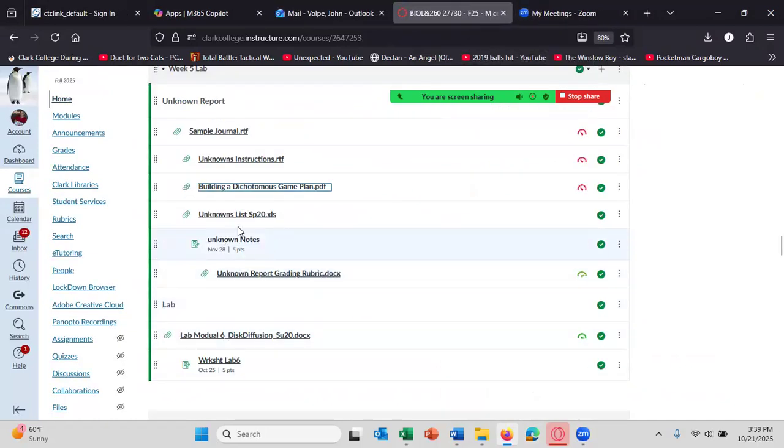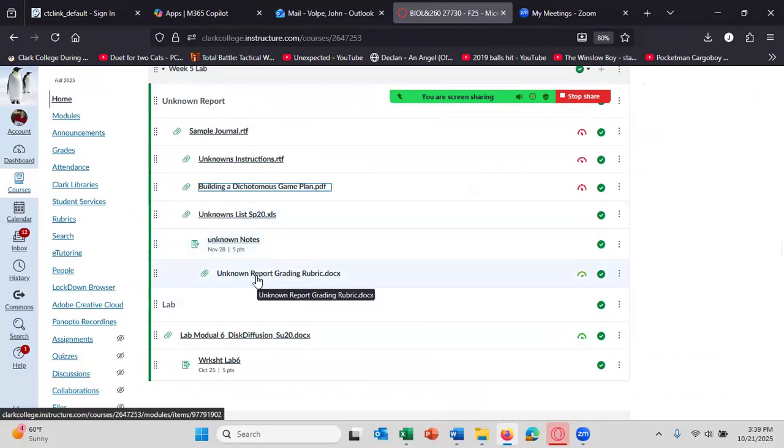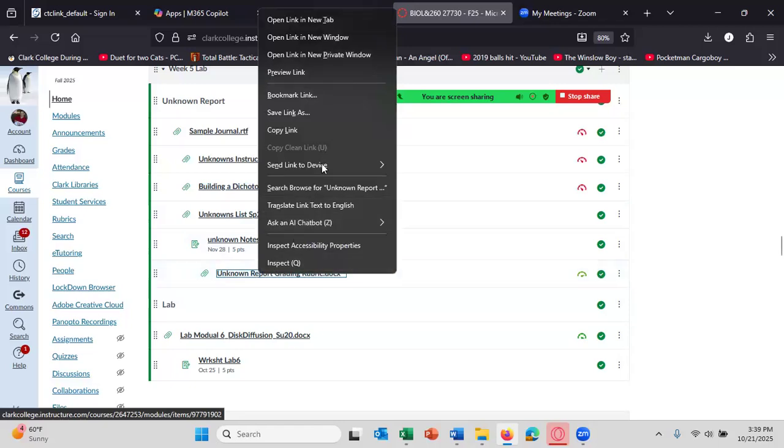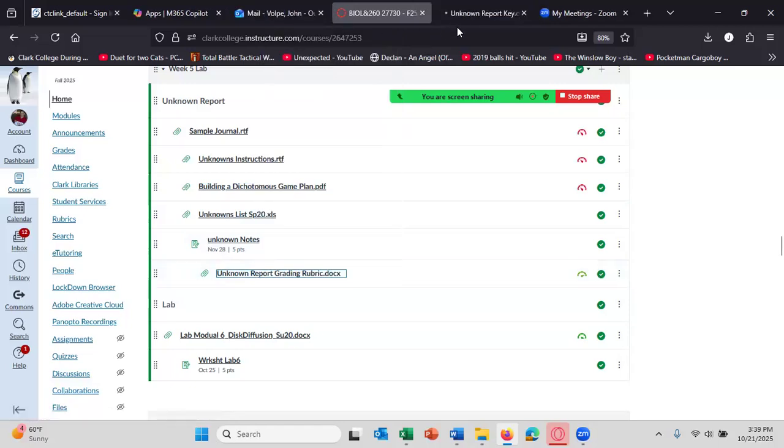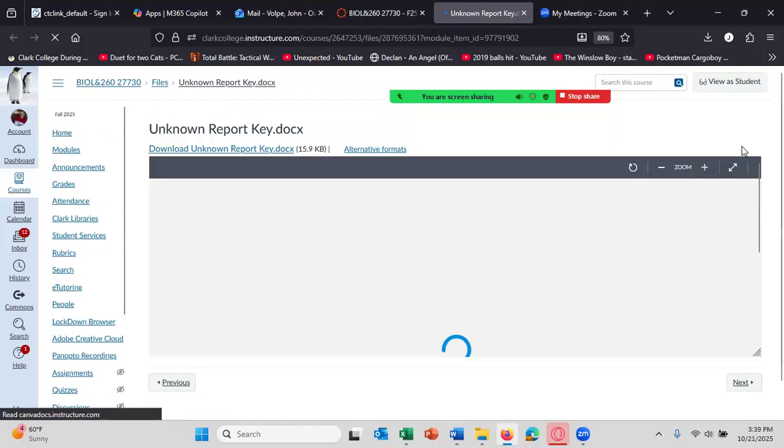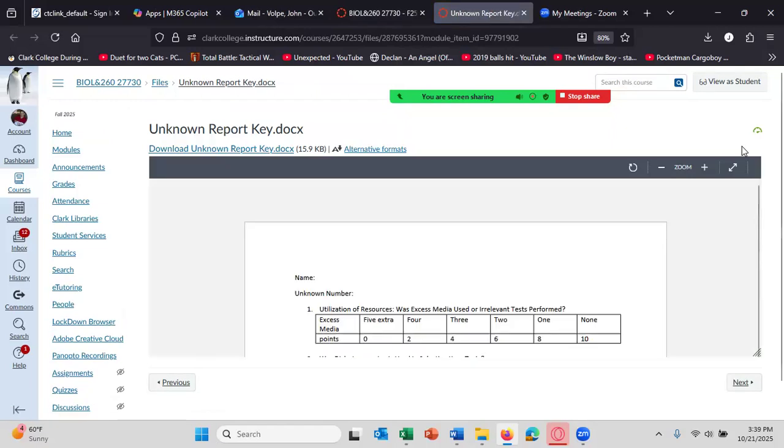So that's how you get to your unknown nodes page. You can also get to it from the gradebook. And then you can click here for the unknown grading. This will be where you're putting the document. You will not have a... Oops, this is the key, sorry.